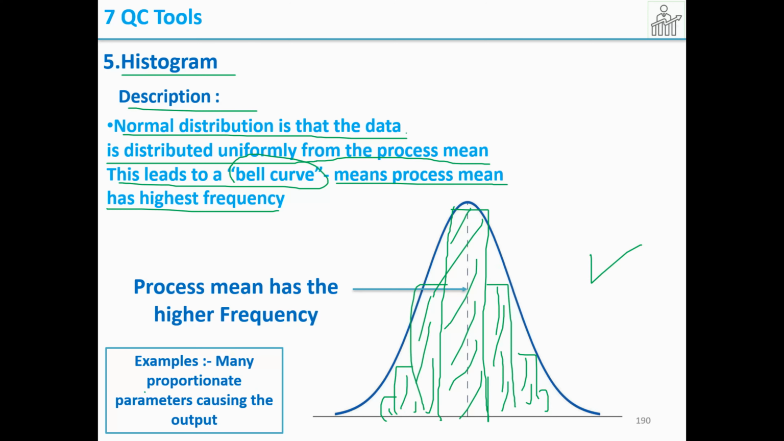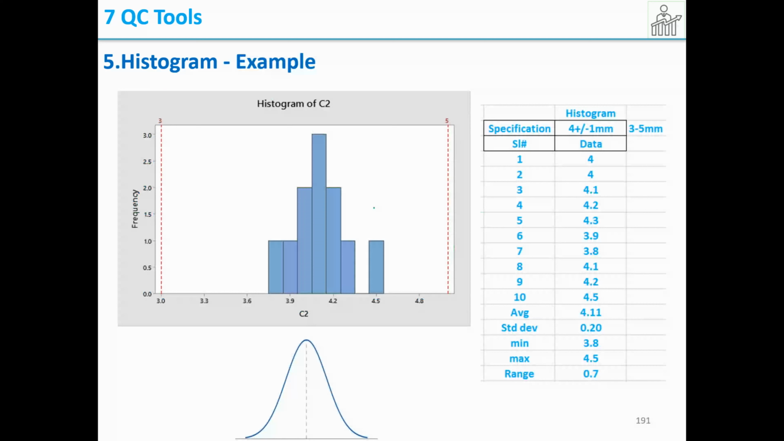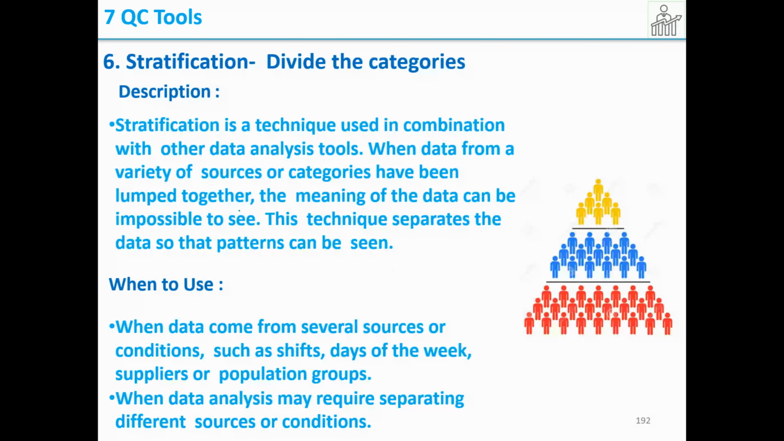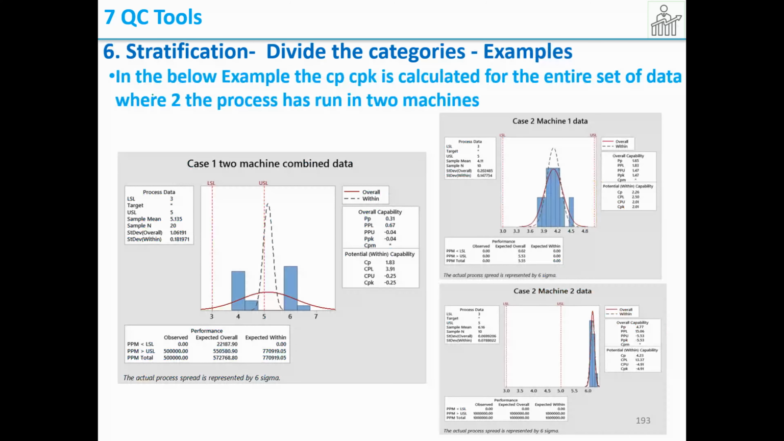This is an example of a histogram. So we can say the data is somewhat normal because the process mean is getting produced more than the other shifted data. Stratification, as we saw in the lean concept also, with stratification we divide and check the parameters of data in order to find out the root cause.